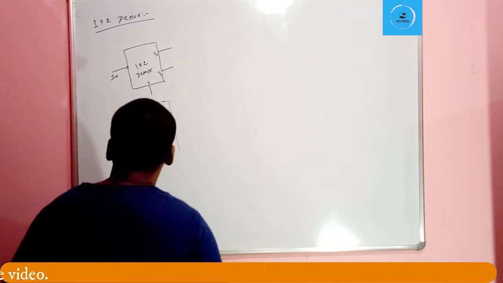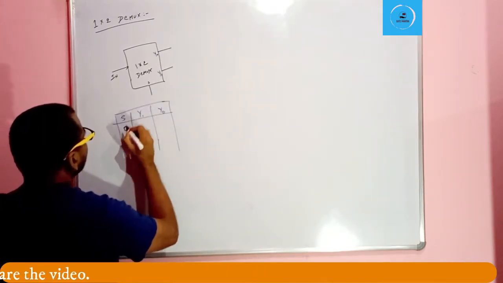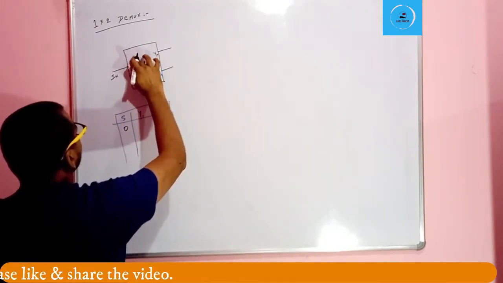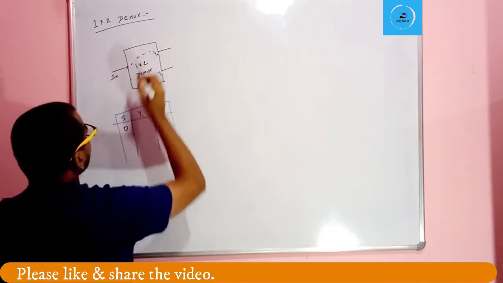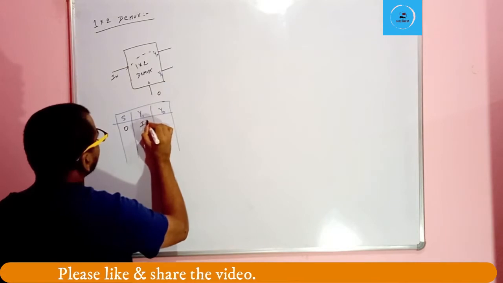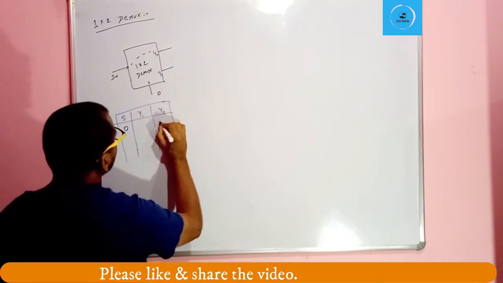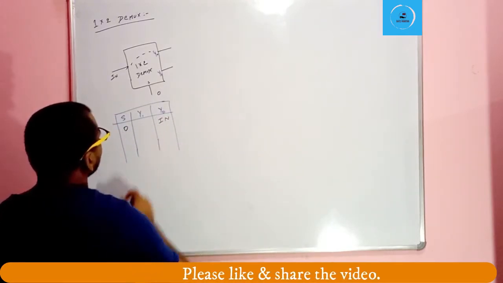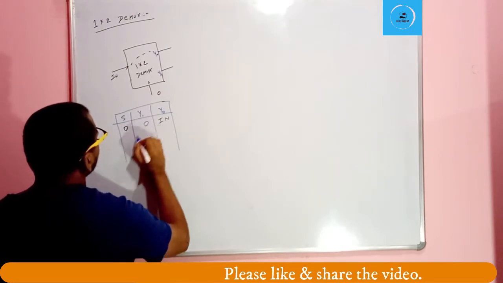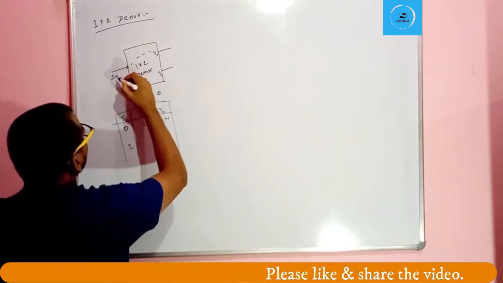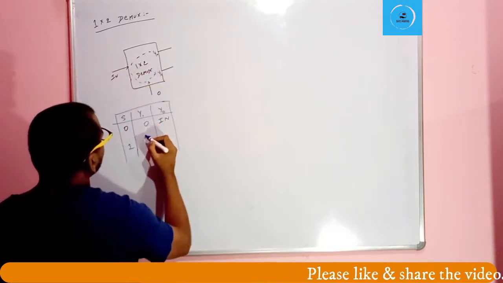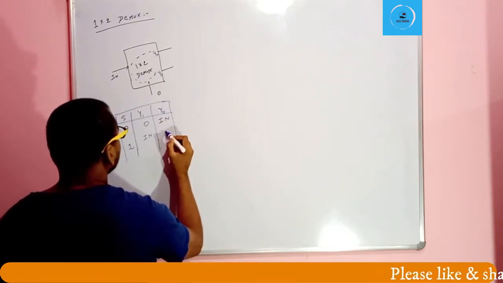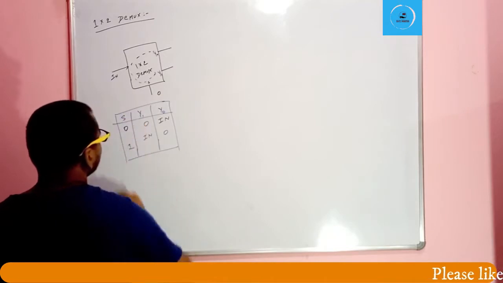So if the selective line is 0, then this input IN is connected to Y0, so Y0 will be equal to IN, and Y1 will be 0. And if the selective line is 1, then this IN is connected to Y1, and the output Y0 will be equal to 0. Okay, this is our truth table.